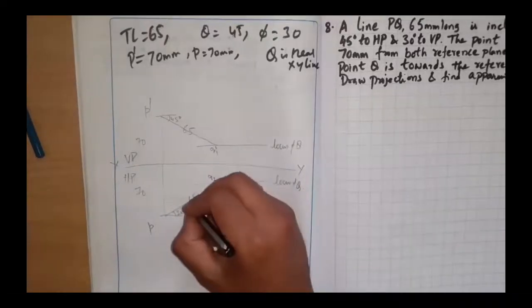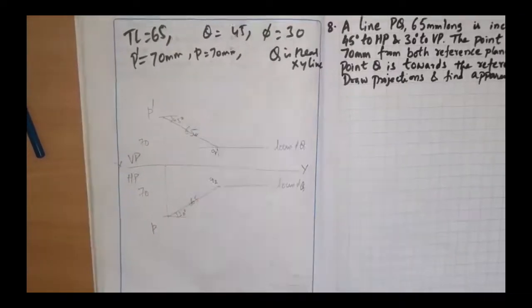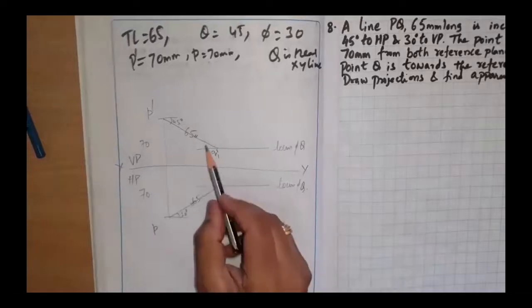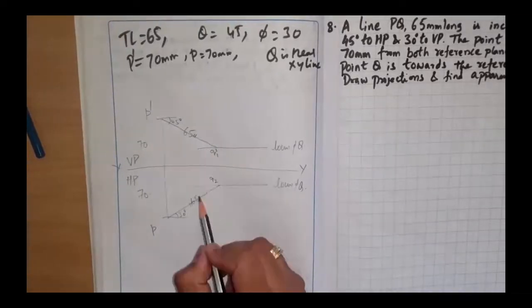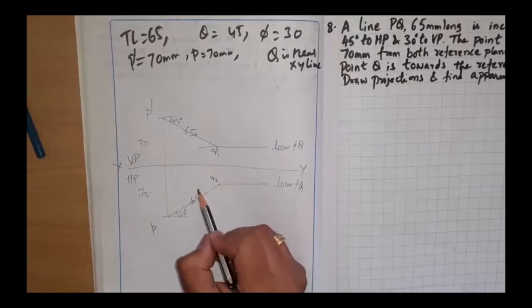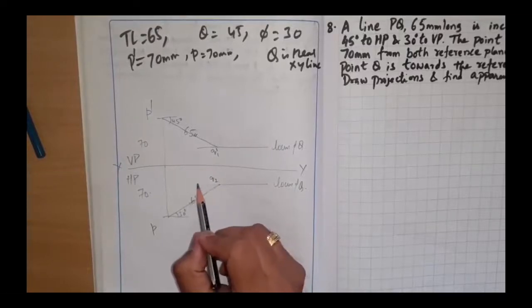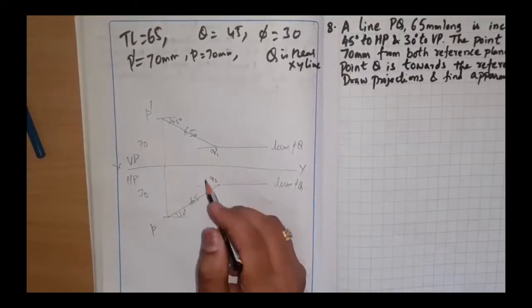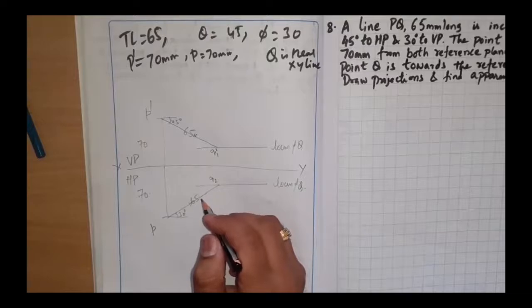This is true length. I have to find out the front view. I have to find out the top view somewhere here. Obviously lesser than the true length. This is 65, which means the front view length will be lesser than the true length.